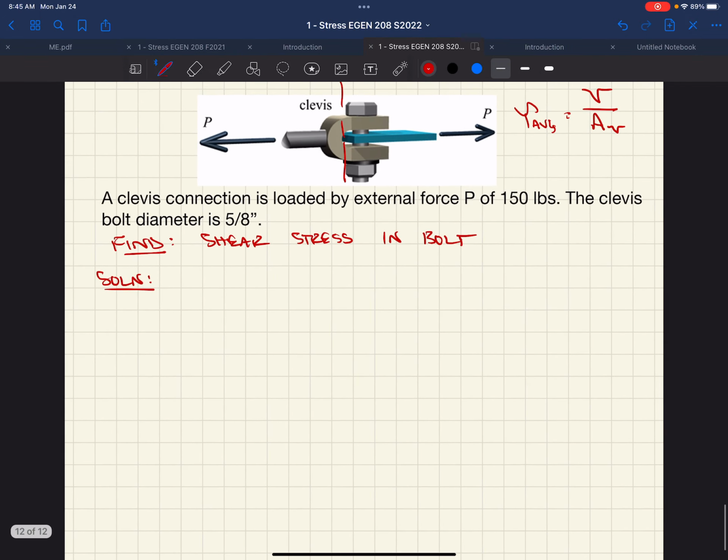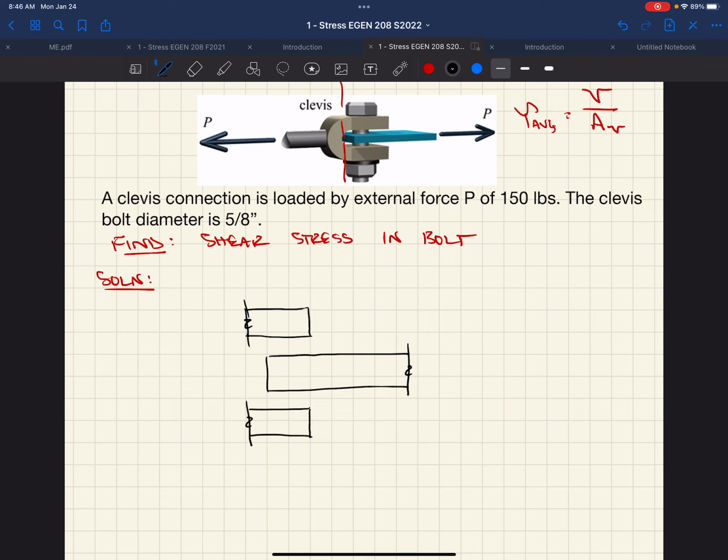So we're going to start by drawing this guy up. Say this is our top of our clevis. This is our steel plate. This is our bottom clevis. Looks something like that. We also have a bolt, right? That's extending through the entire length. Does something like this.